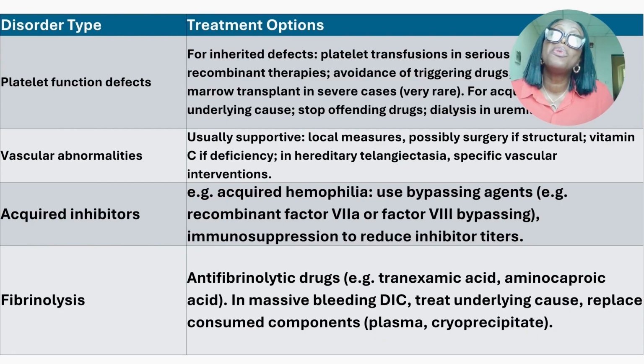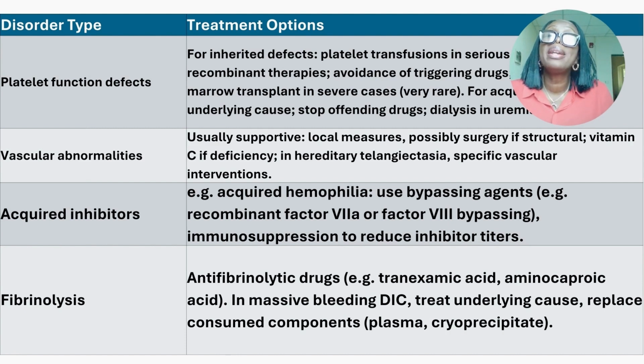And then for acquired ones, you can try to treat the underlying illness. Also, if it is caused by a drug, an individual might be advised to stop the drug. Drugs like aspirin that affect platelets, and also non-steroidal anti-inflammatory drugs, patients should be advised to stop those drugs, and some antibiotics too. We have vascular abnormalities. Treatment is usually supportive in nature, and in serious cases, surgery may be prescribed.